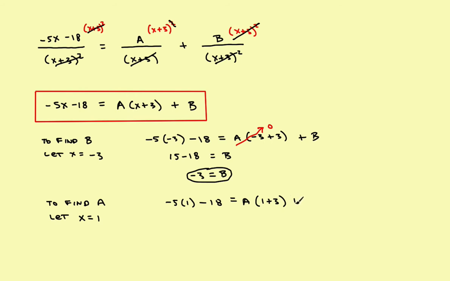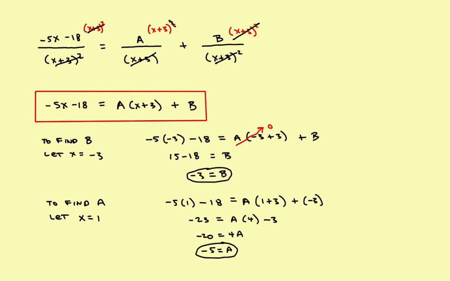And then B is negative 3. So let's run through this. This is going to give you negative 23 is equal to, this would be A times 4, and this is going to be minus 3. So go ahead and add 3 to both sides, and you'd have negative 20 is equal to 4A, and then if you divided, you'd have negative 5 is equal to A. So now you know A, and now you know B.